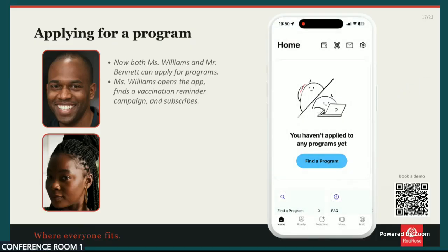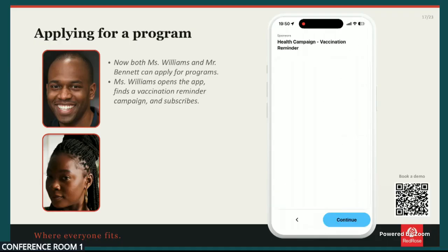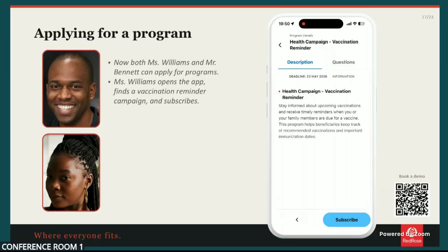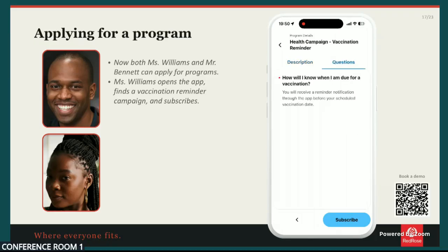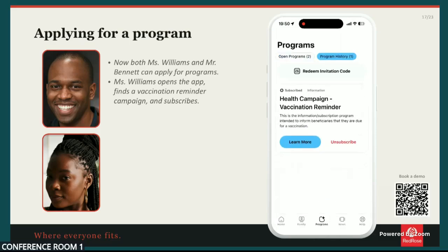Now, both Ms. Williams and Mr. Bennett can apply for the programs, right? Ms. Williams will be doing this from her own phone. Mr. Bennett will be doing this with the help of the worker who registered him via the worker app. But basically the process flow is the same in both scenarios, right?